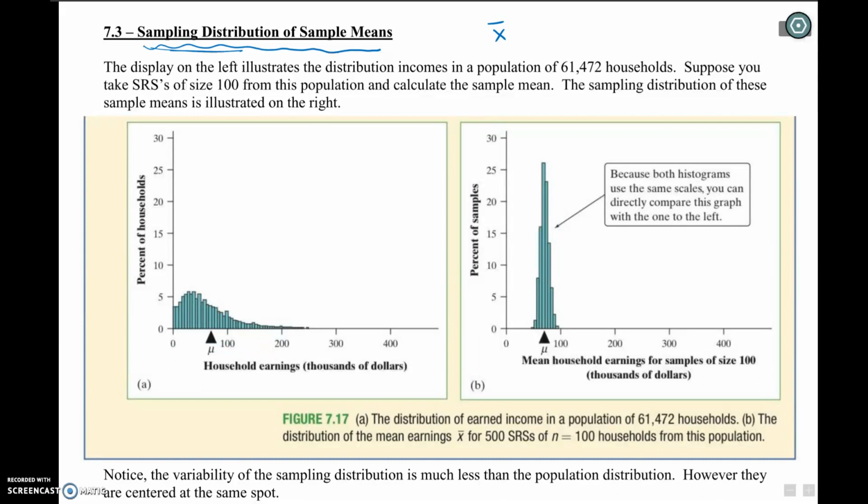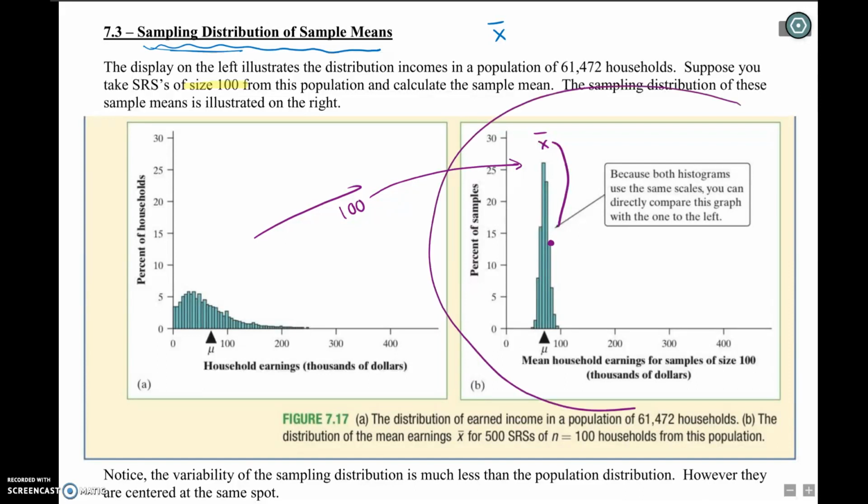Suppose we collect a simple random sample of size 100 from this population. So we're going to select 100 households from that population. We're going to find the X bar, and we're going to record the X bar on this graph. So this is the sampling distribution of the sample means. It's a collection of X bars. Instead of a dot plot, though, they're making a histogram.